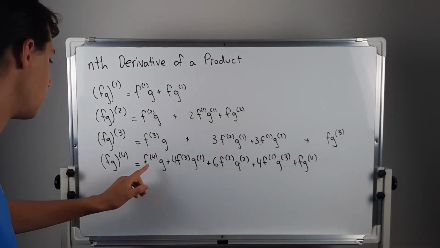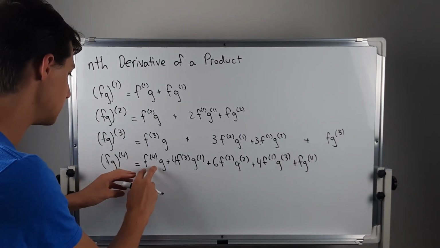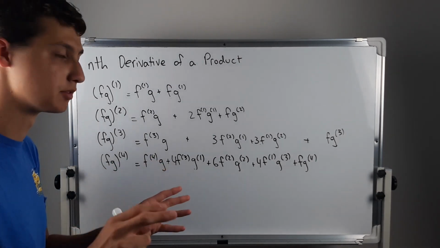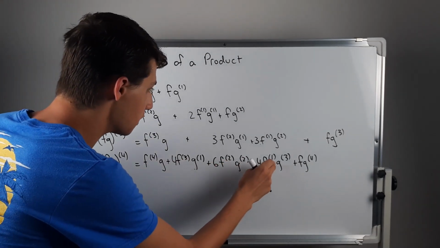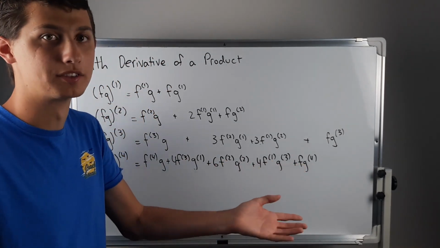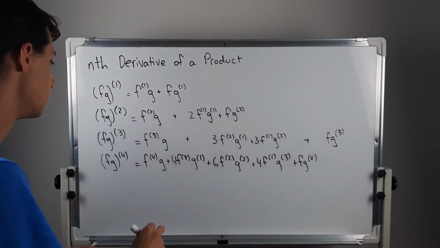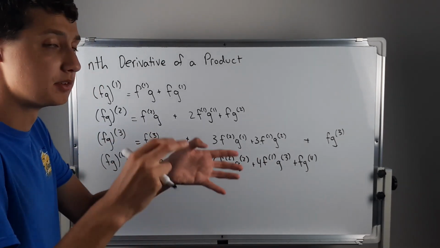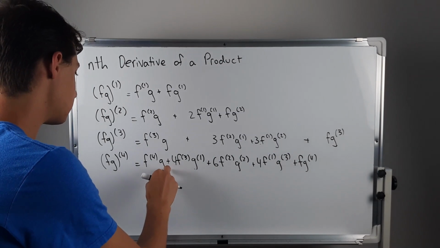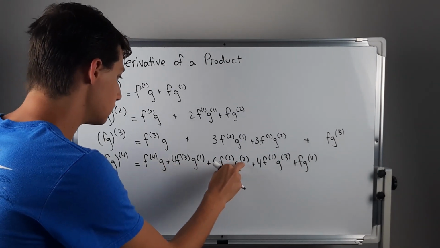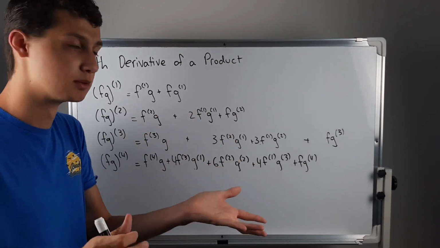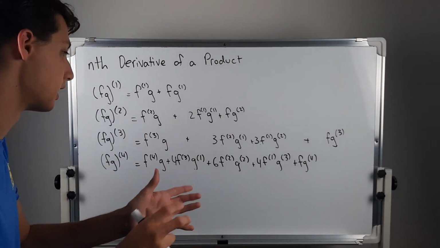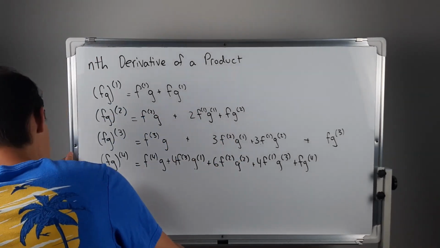So notice how the derivative of f starts descending, so we have 4, 3, 2, 1, and then 0, basically the 0th derivative. On the other hand, the derivative of g increases. So we start with 0, then we go to 1, 2, 3, 4. So that's a really easy observation. So we can start with that.